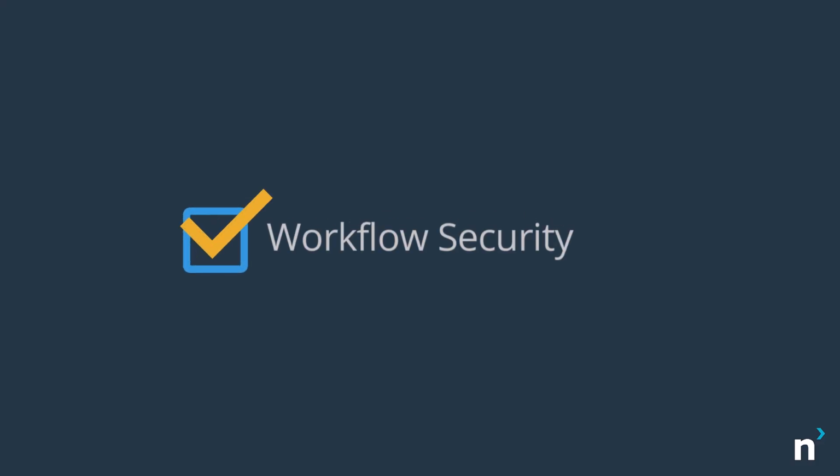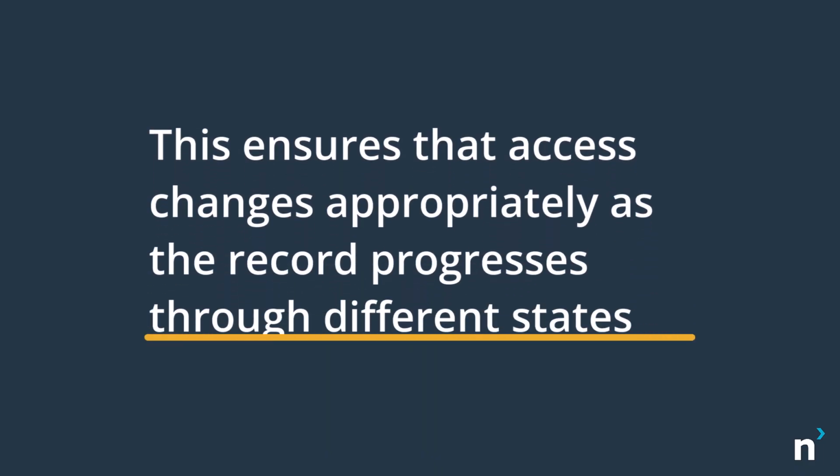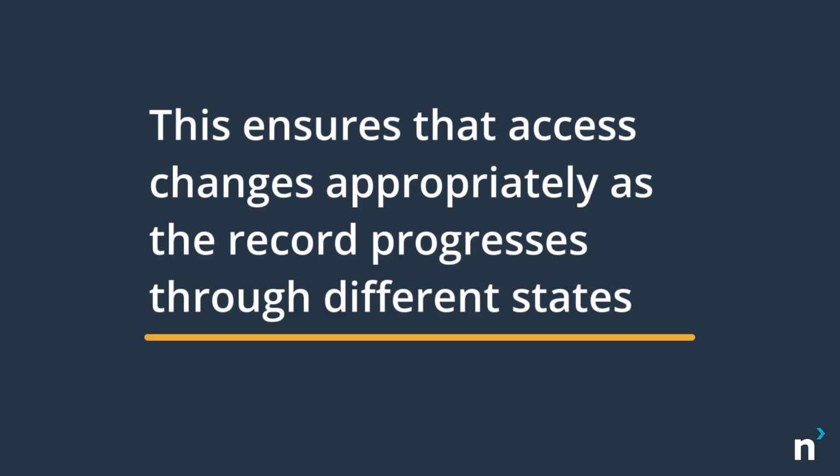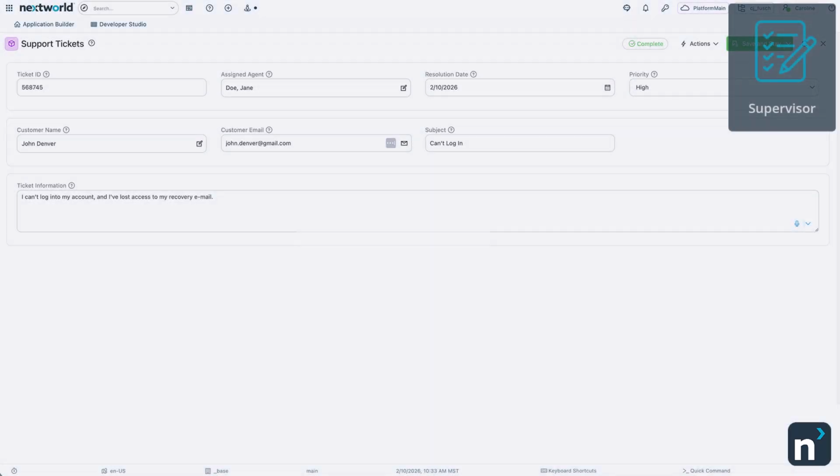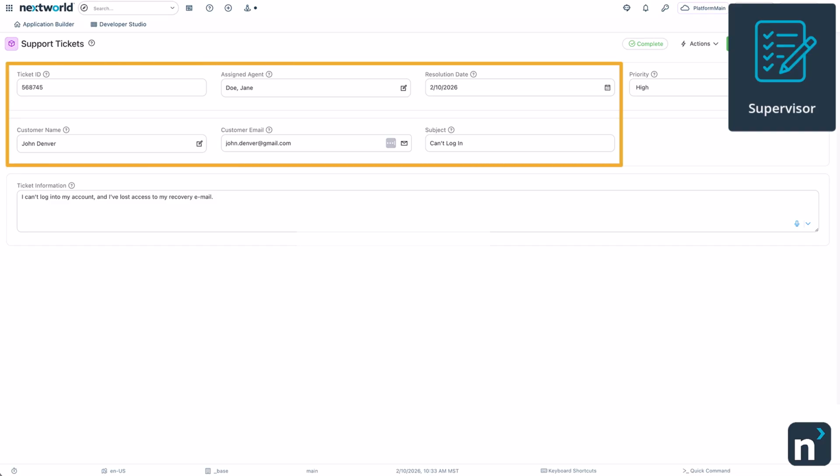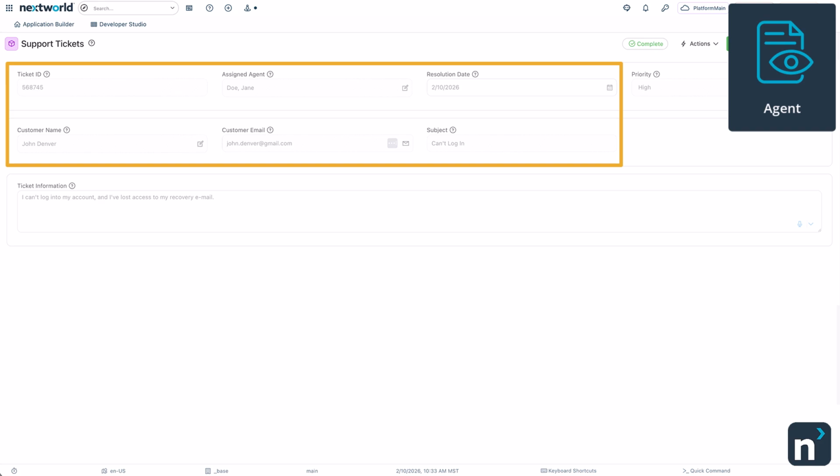Workflow security controls who can act on or edit a record based on its current state. This ensures that access changes appropriately as the record progresses through different states. For example, once a support ticket is submitted, only supervisors can edit the details, while agents are able to view only.